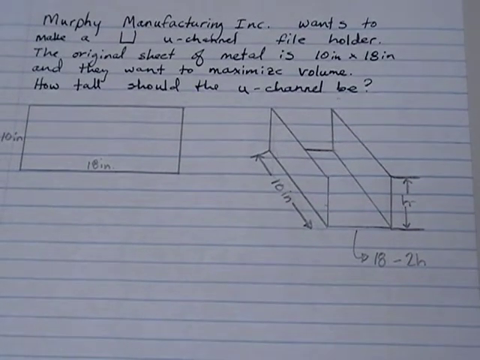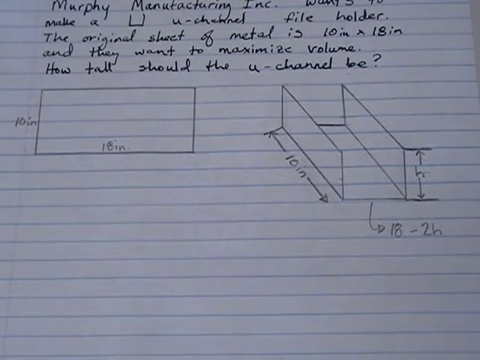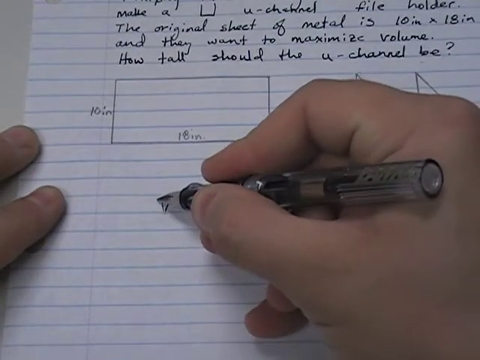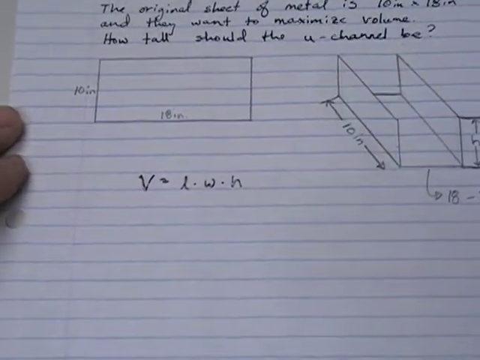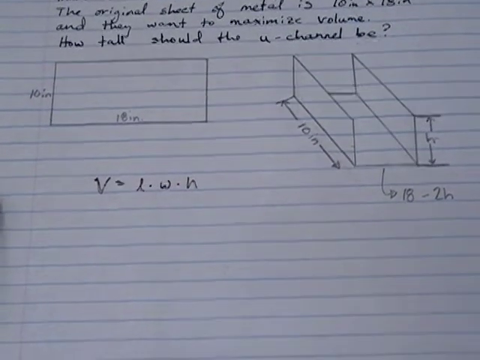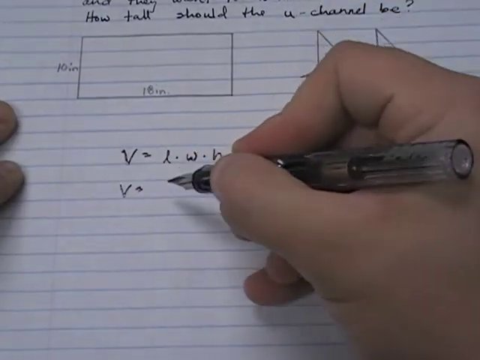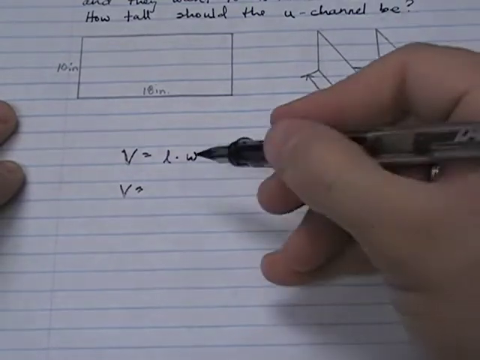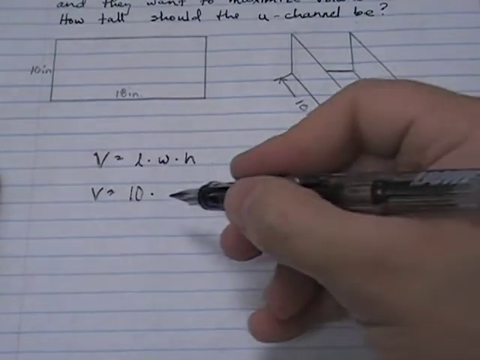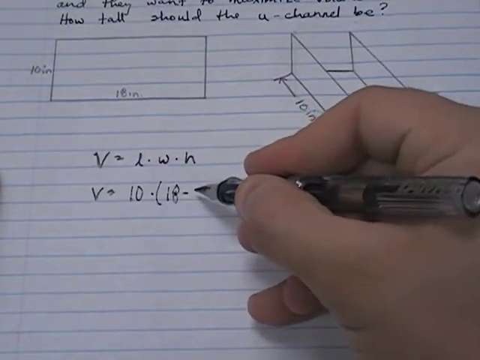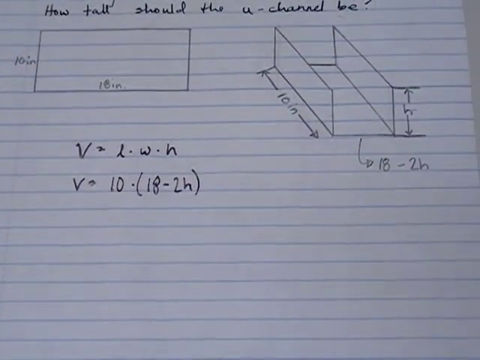Well, if we know that, then we can very easily set up an equation, which is, what is the volume of a 3D solid? The volume of a 3D solid is length times width times height. So what is the length? Well, the length is 10 inches. What is the width? The width is 18 minus 2h. And what is the height? Well, the height is just h.